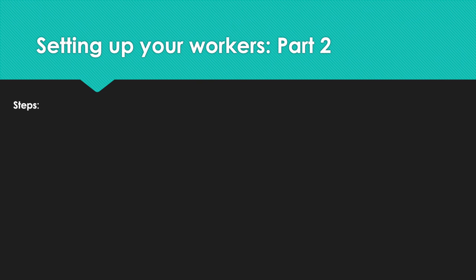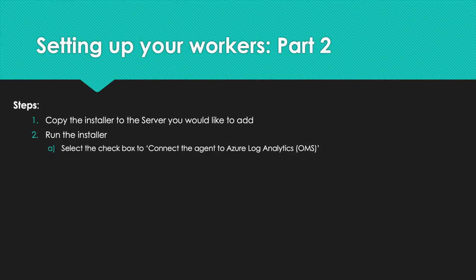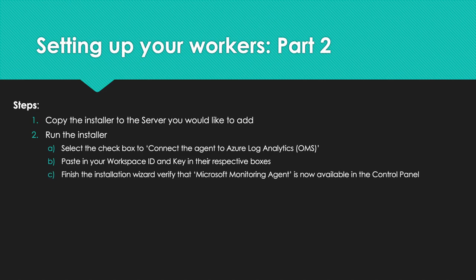Next, we'll be copying the installer over to the actual server that we would like to install it on. Run the installer, selecting the box to connect the agent to the Azure Log Analytics OMS, pasting in our workspace ID and key from before, and finishing up the installation wizard. Once it's done, we'll actually be able to see it within the control panel.